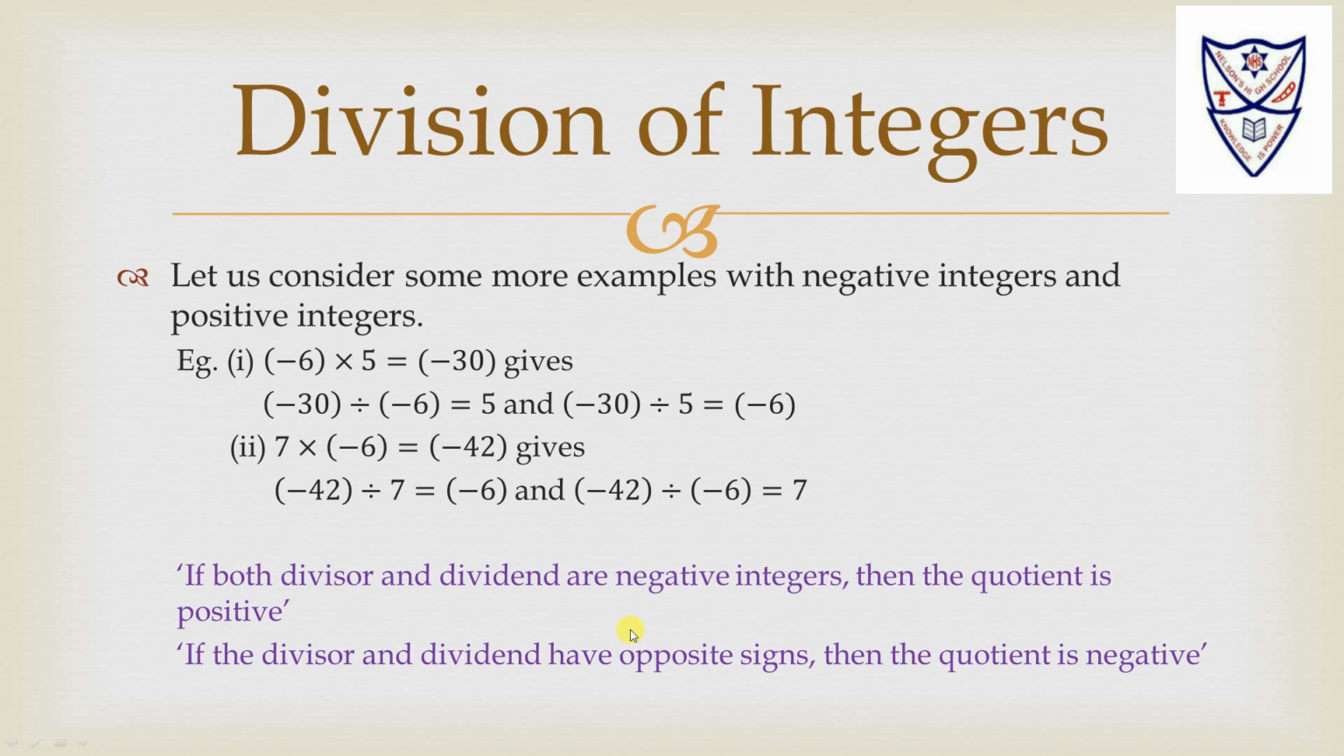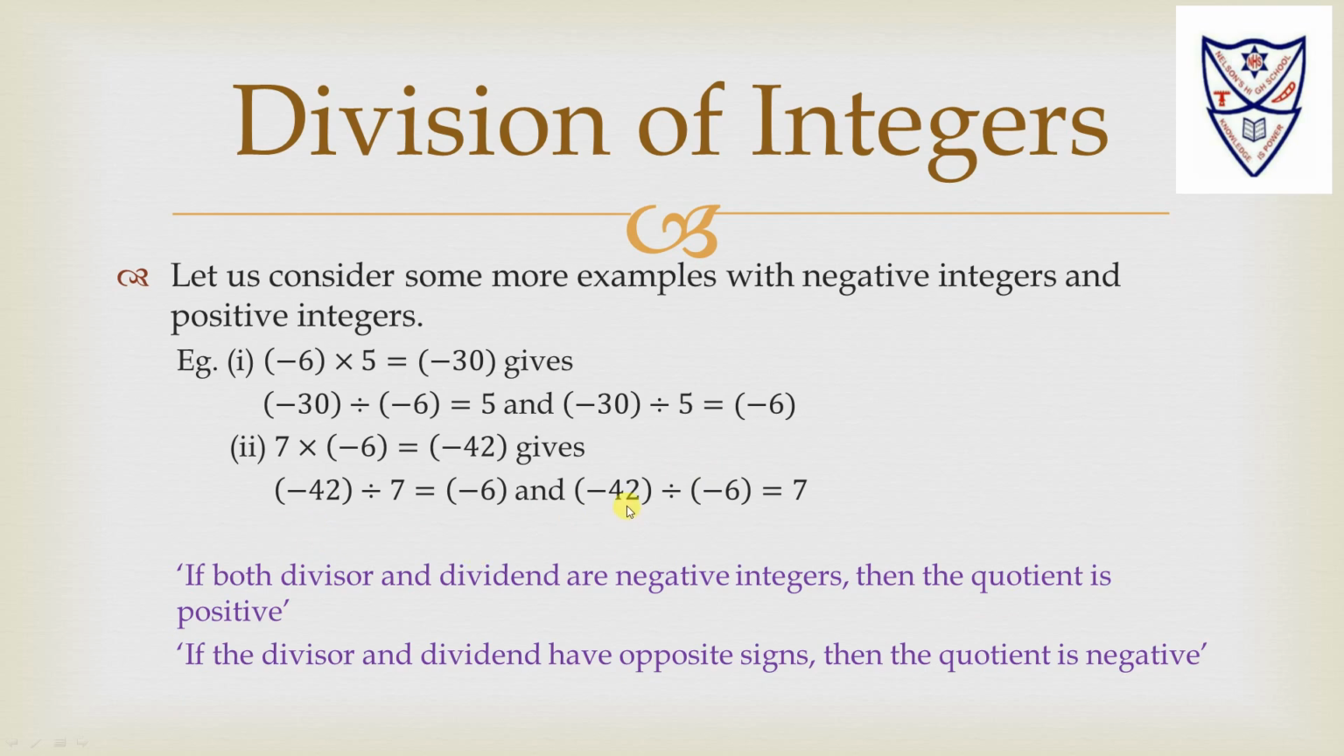So from this what we have learned? That if both divisor and dividend are negative integers, here minus 30 divided by minus 6, minus 30 is divided, so minus 30 is called the dividend, and by minus 6 minus 30 is divided, so here minus 6 is called the divisor. So if both divisor and dividend are negative integers, then the quotient is positive.